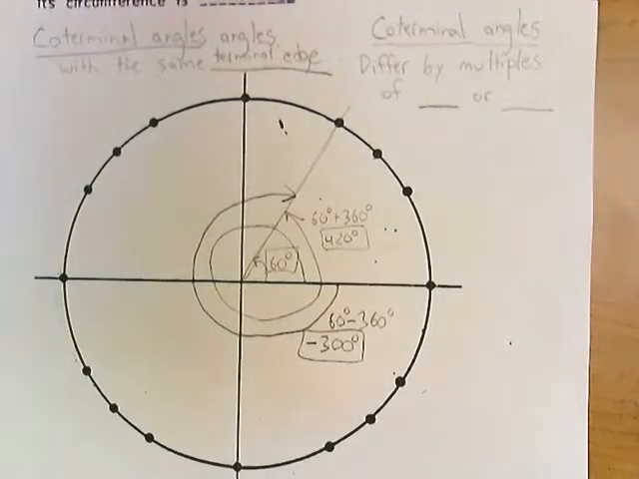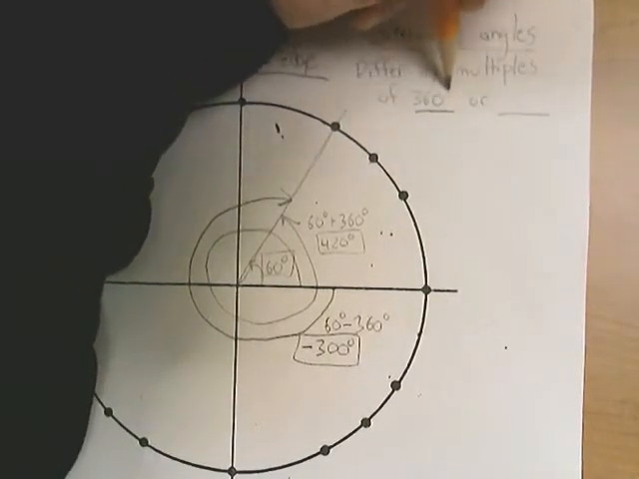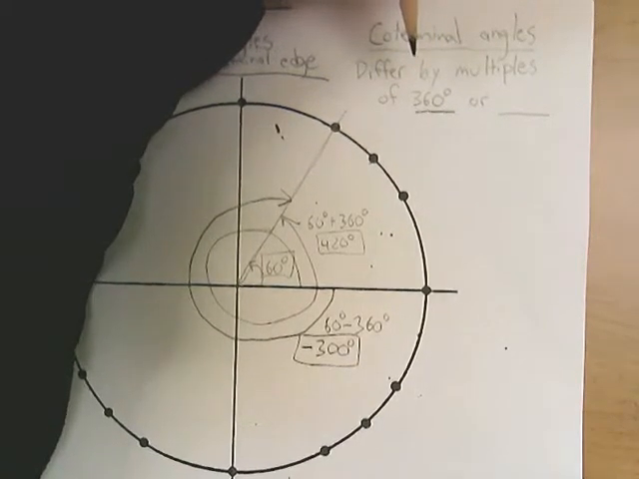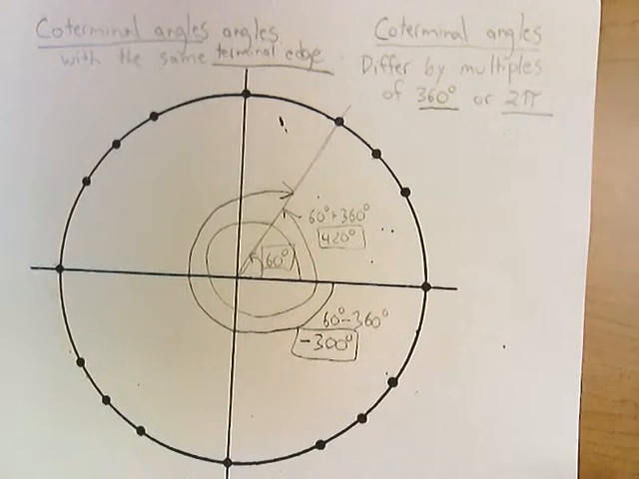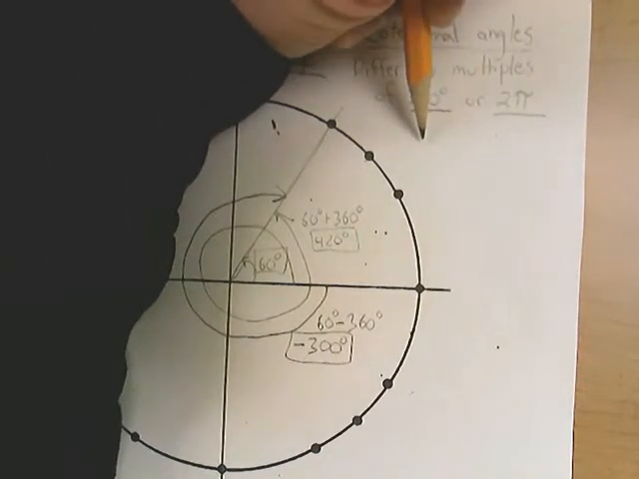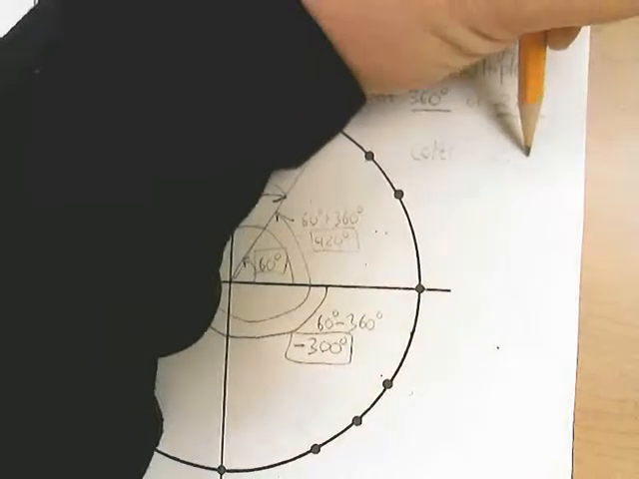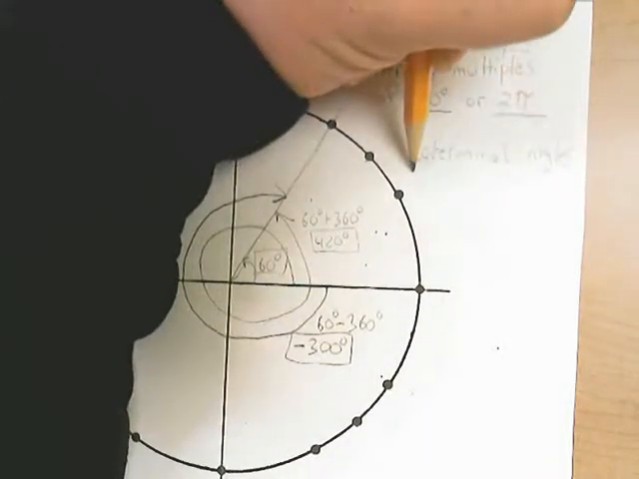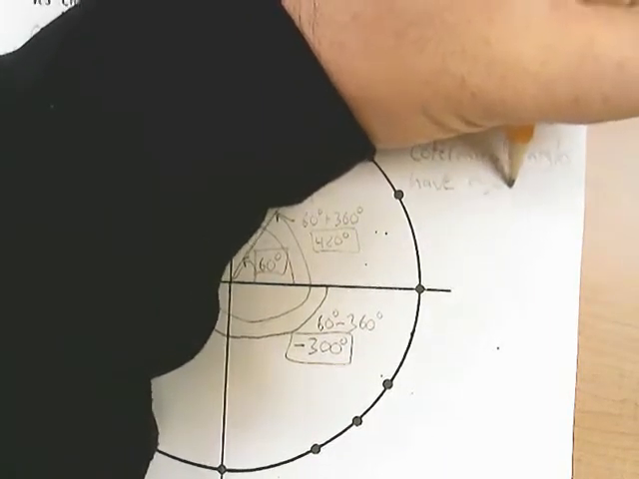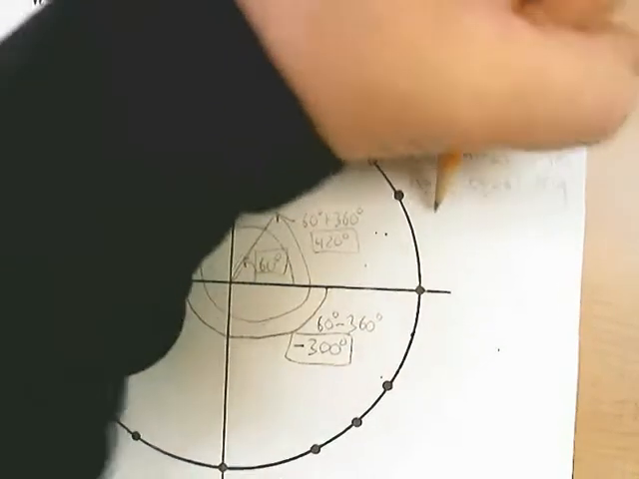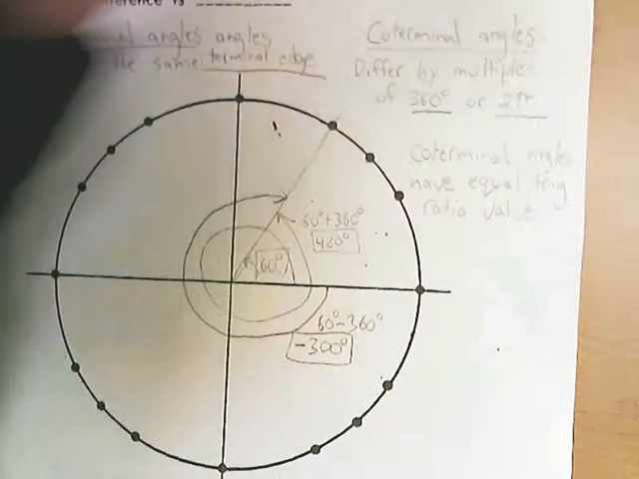All right? So coterminal angles differ by multiples of 360 degrees in the degree angle measuring system, or 2 pi radians if we are talking about the radian system. One other important fact that you need to know: coterminal angles have the same trig values. They have equal trig ratio values.